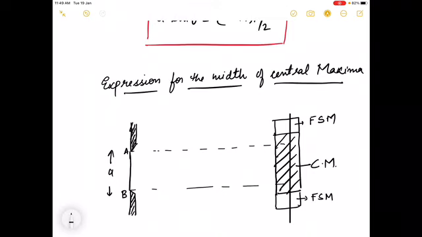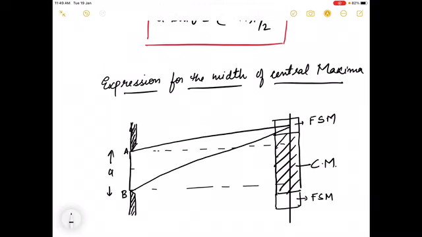So basically I can very clearly say that the distance between, so this is your center point, let me call it the center point, the distance between your center and the first minima, let me call this some xn dash, right?